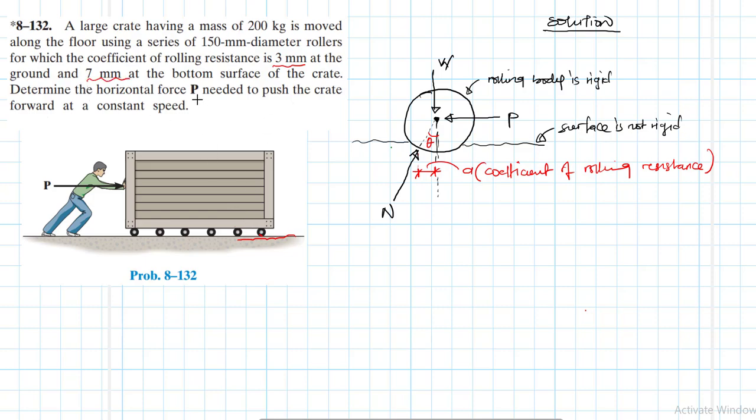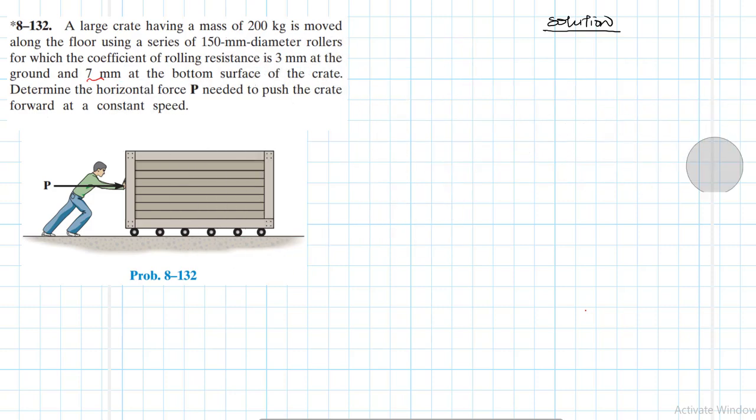So we have been asked to determine the horizontal force P needed to push the crate forward at a constant speed. Alright, so this is basically what is happening. I hope this is clear. Alright, then let's write down some assumptions. So these are the assumptions.